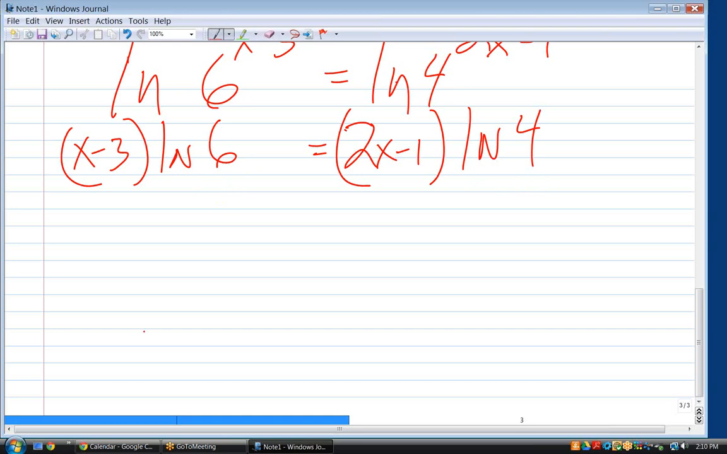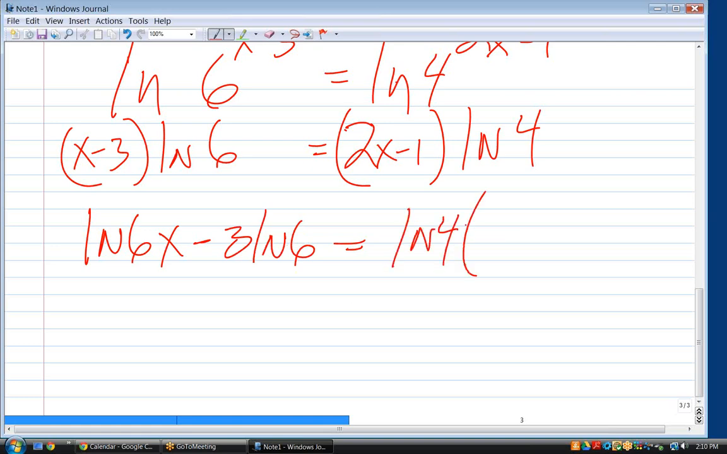So if I wanted to solve this, I would solve it the same way I would if this was just a regular coefficient like 3 or 4. And that is, I would distribute. So I have natural log of 6 times x minus 3 natural log of 6 equals natural log of 4 times 2x minus natural log of 4.